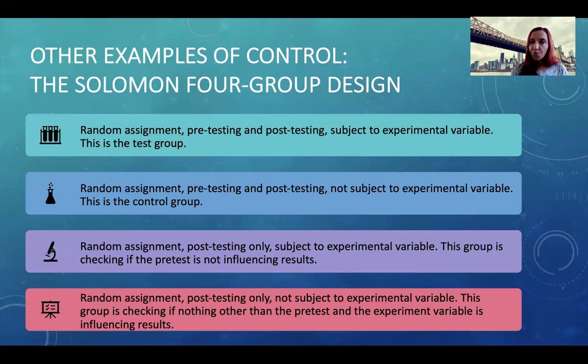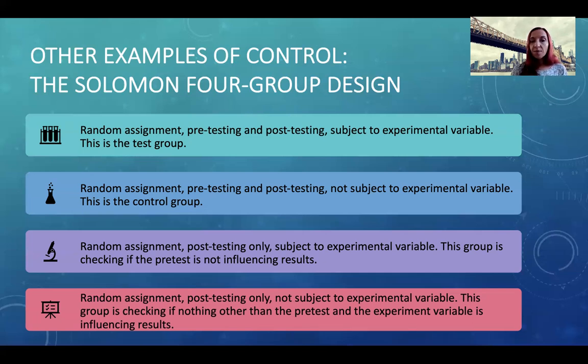And then the third group, people in this group are also randomly assigned. There is post-testing only. They're subject to the experimental variable. So their knowledge is not being tested before they get the textbook. And then after reading the textbook, they basically take the test. So there is post-testing involved, and random assignment, but there is no pre-testing involved in this case. And this group is basically checking if the pre-test is not influencing results.